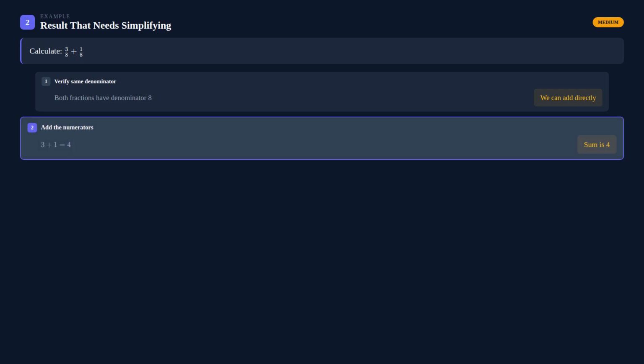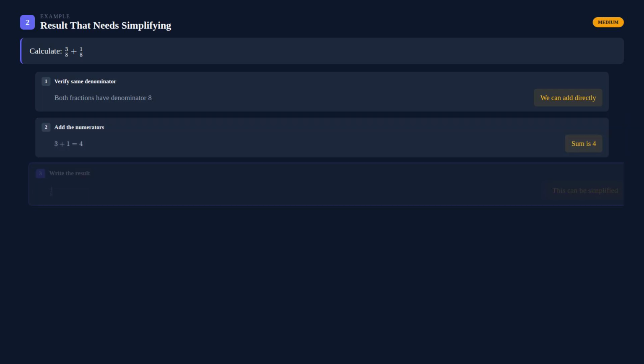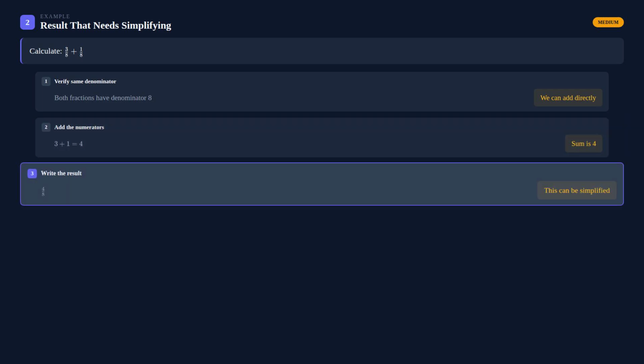Step 2. Add the numerators. 3 plus 1 equals 4. This gives us sum is 4. Step 3. Write the result. 4 over 8. This gives us this can be simplified.